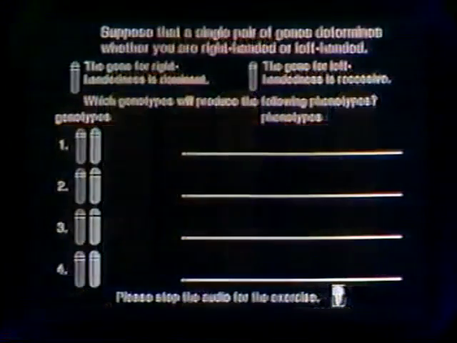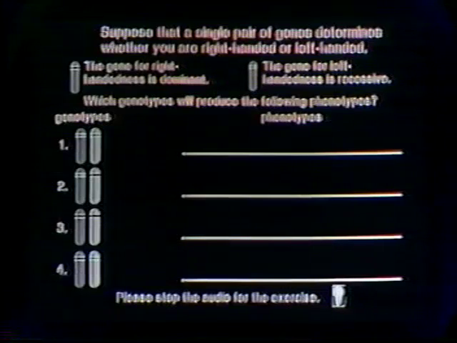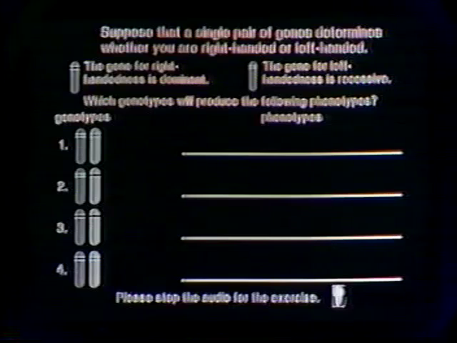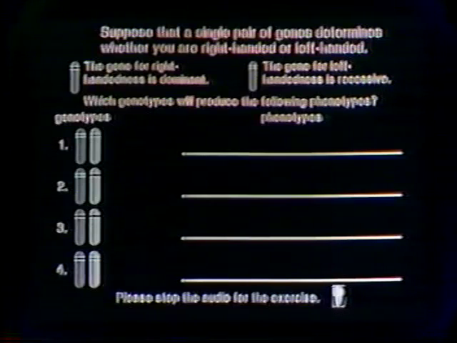Here is an exercise for review. A single pair of genes determines whether you are right-handed or left-handed. The gene for right-handedness is dominant. The gene for left-handedness is recessive. What phenotypes will the following genotypes produce? Please stop the audio if you wish to do the exercise.